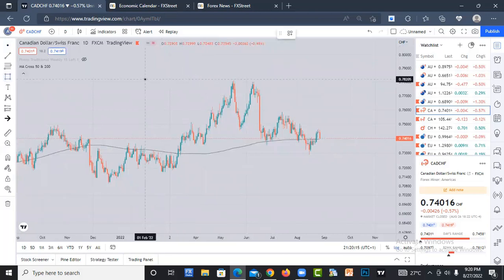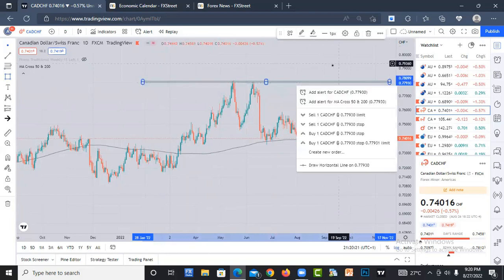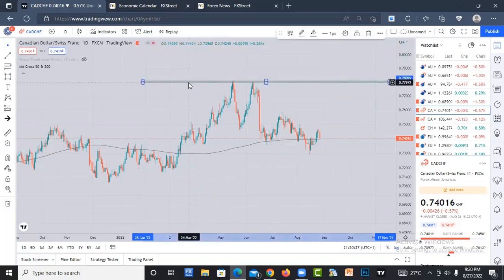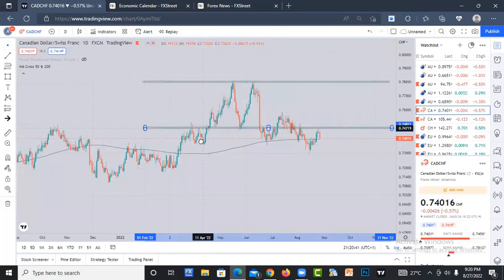The first thing is I just draw my supports like this. Now I'm having the resistance here. I'm drawing my support and resistance on the major points where I have the reversals. Let's do this, I'll just drag it, and I have this already.